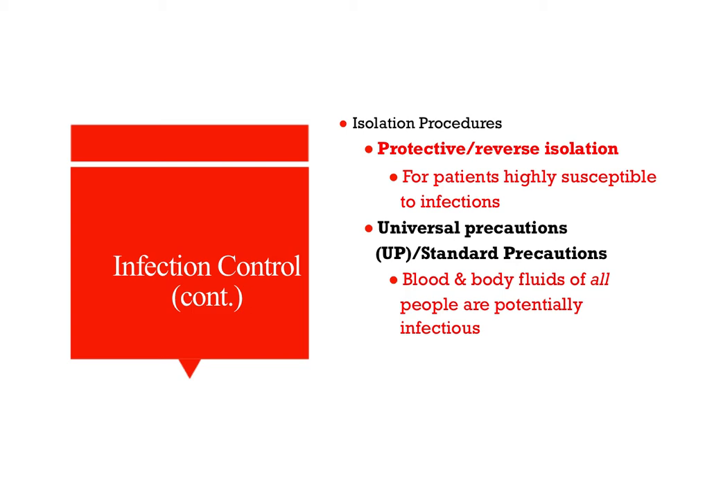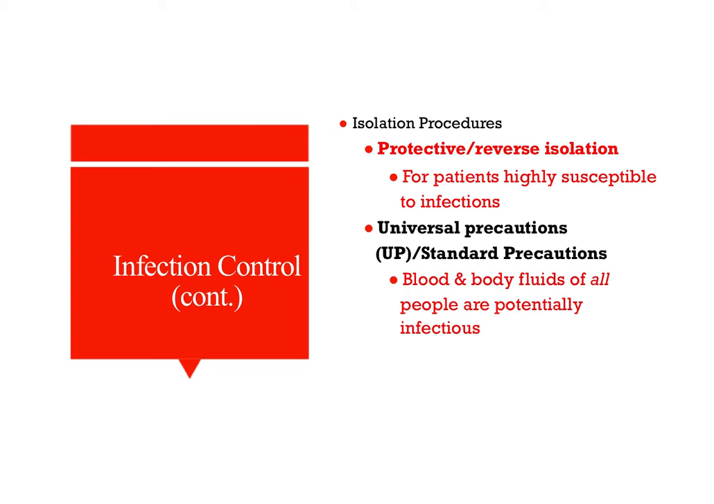All right, you need to know reverse isolation, or protective isolation, is for patients highly susceptible to infections. So think about a burn victim or a cancer patient. We may put on our protective gear because their immune system cannot handle what we're bringing in from the outside, okay? So reverse isolation is to protect the patients from us, not us from the patients, which is normally how it goes, okay?